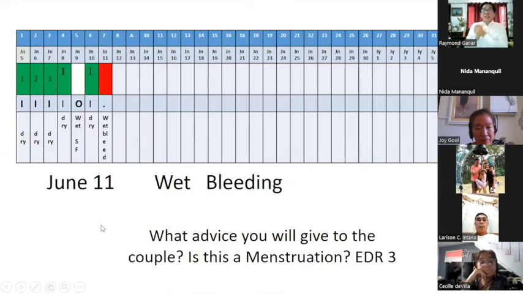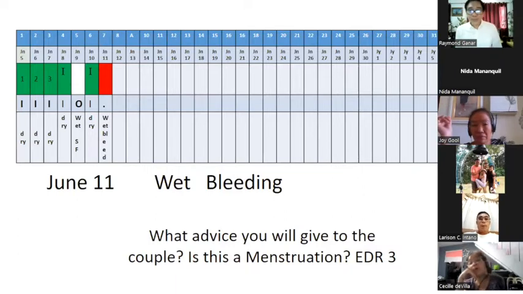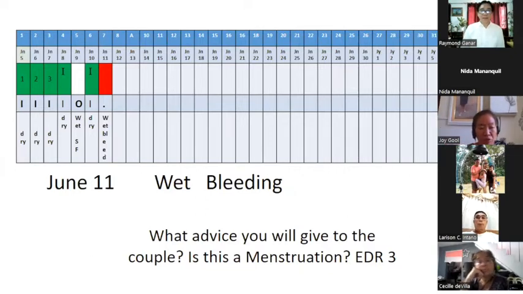But on waking up on day 11, June 11, she was surprised. Yes, she is wet, but there is a bleeding. Now, my question is this. Is this bleeding a menstruation? Yes or no? Can we make a sound conclusion that this is a menstruation? Yes or no? Anybody? According to Dr. Joy, I was able to check his mouth. No.